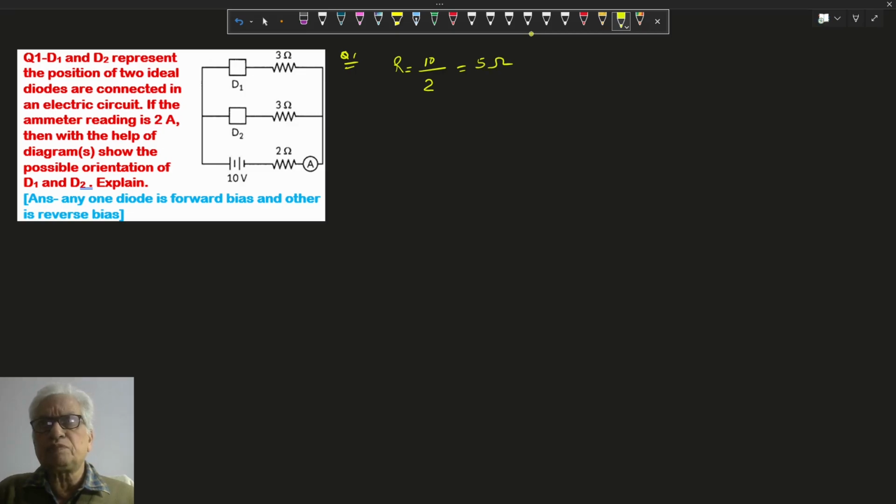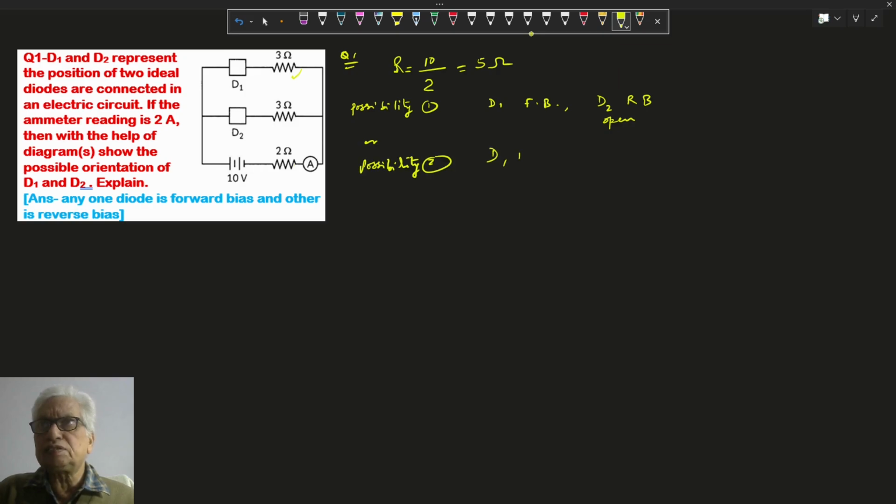Now it is only possible that either D2 or D1 is in the circuit, the other is not. It is only possible. So possibility 1: here D1 is forward bias and D2 is reverse bias. That is open, means this 3 and 2, it is 5.